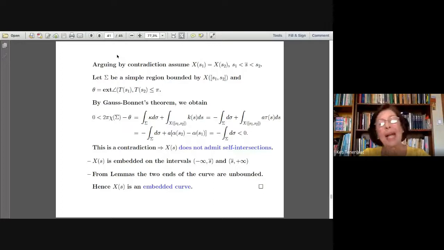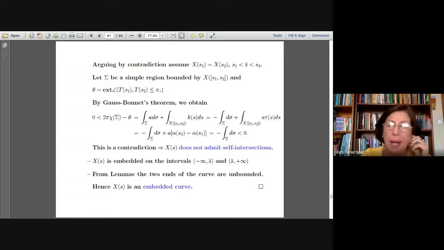So assume that the curve has a self-intersection. So we have s1 less than s bar and s2 bigger than s bar, such that the curve X of s1 is the same point as X of s2. Now you consider sigma to be the simple region bounded by the restriction of the curve to the closed interval s1, s2. Now you consider theta to be the external angle between the tangent vectors at s1 and s2. This would be less than or equal to pi.